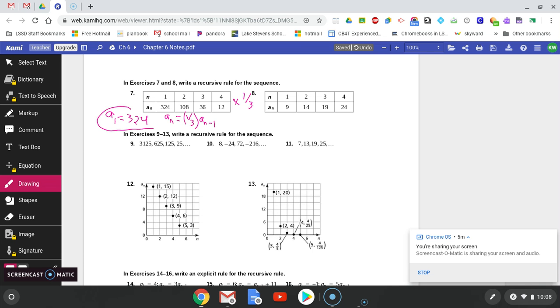Both of these parts together are your recursive rule. You have to have both parts of it. So you have to identify what the first term is, and then from there you say, what do you do to that term to get to the next term? Well, you multiply it by 1/3.